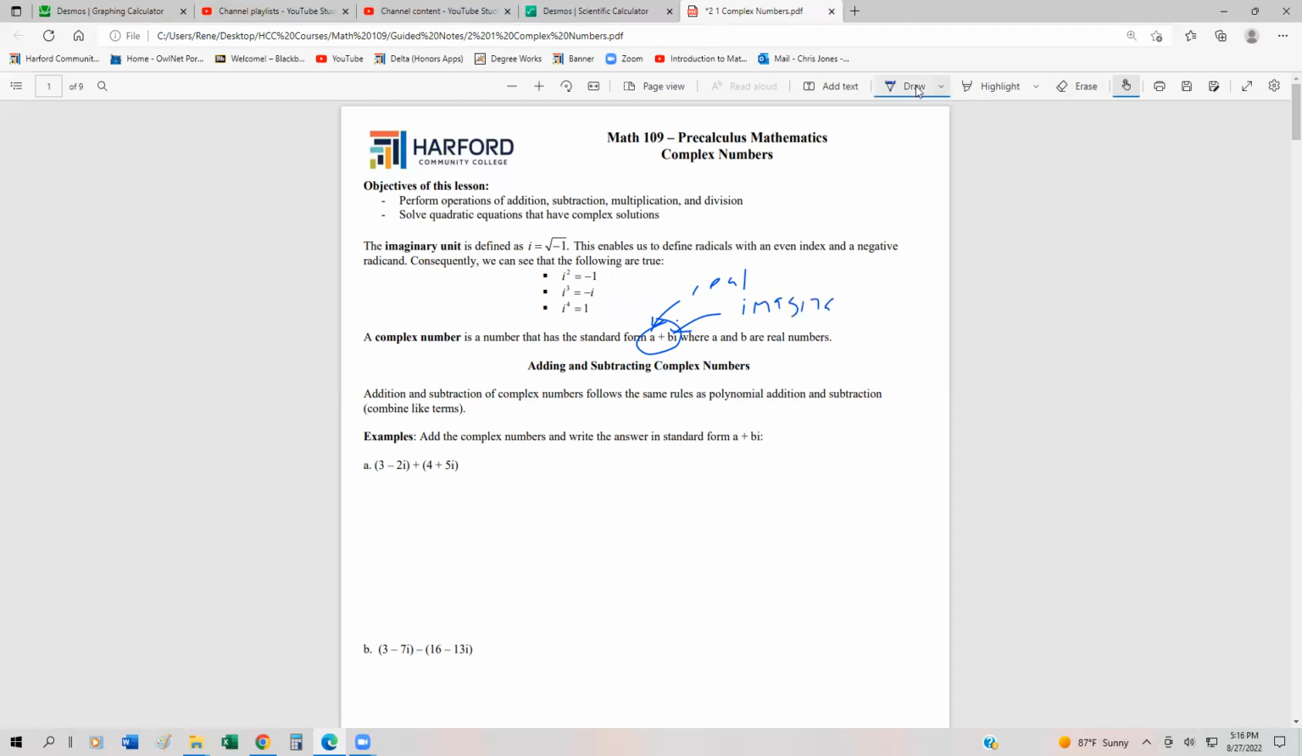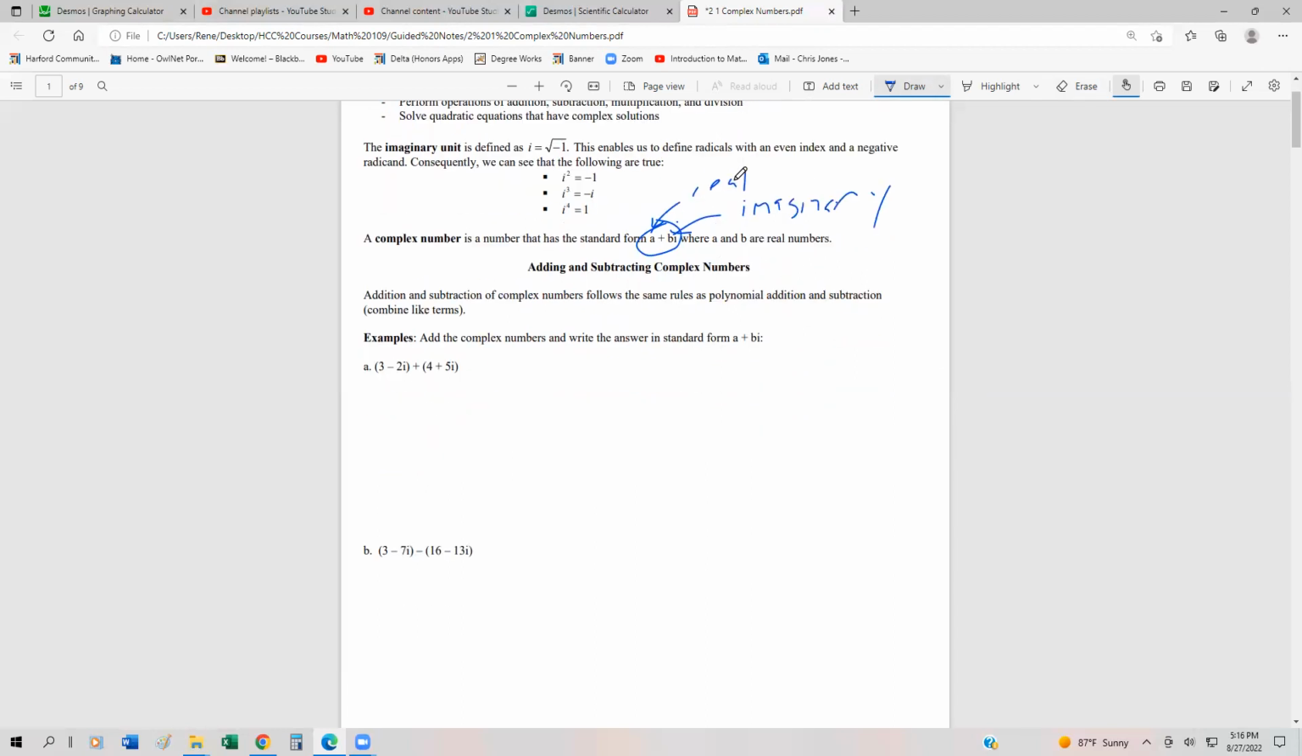One of the first things that we need to do is to be able to add and subtract these complex numbers. It's actually pretty easy. It's just combining like terms. If you treat the i just like any other variable, or just like a polynomial, then we just add those together. Let me show you how easy this is.